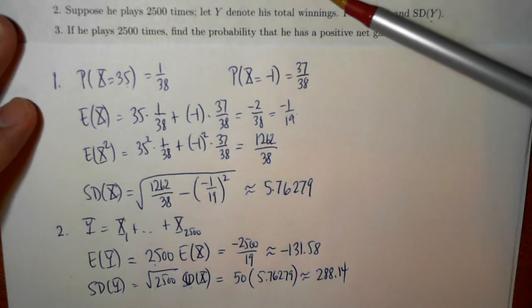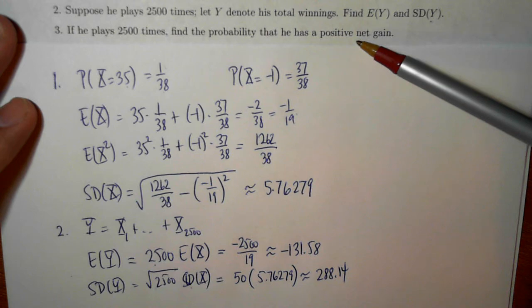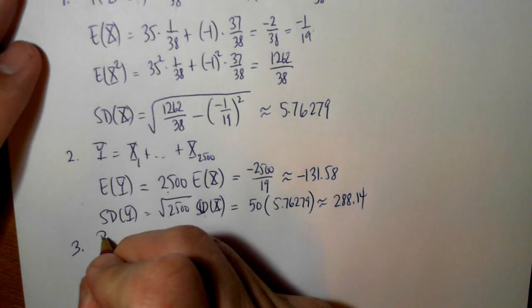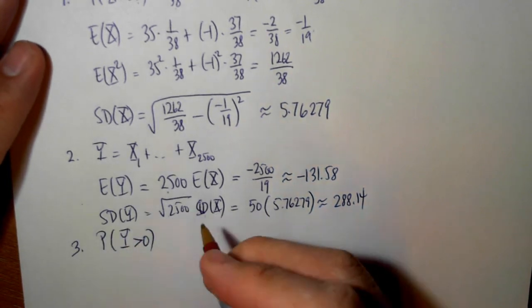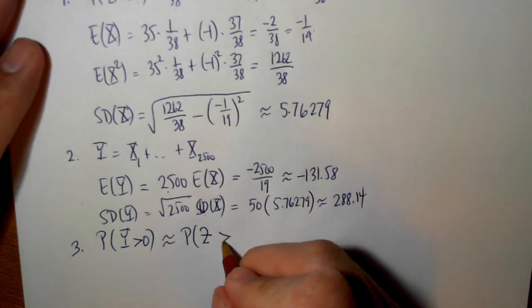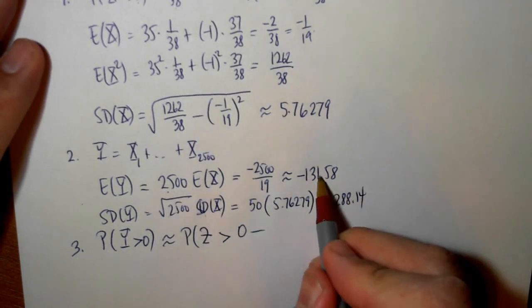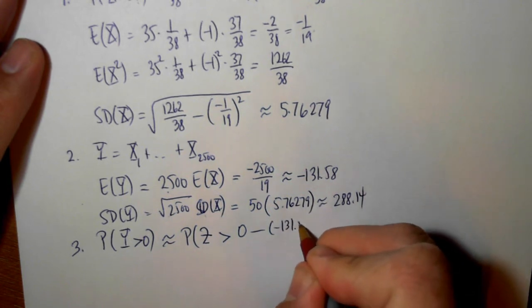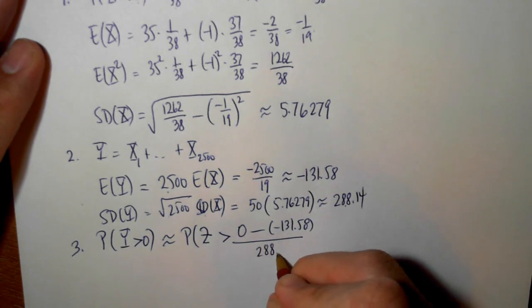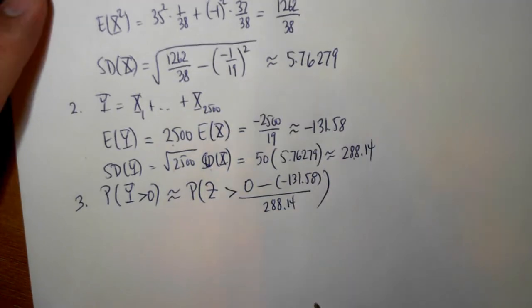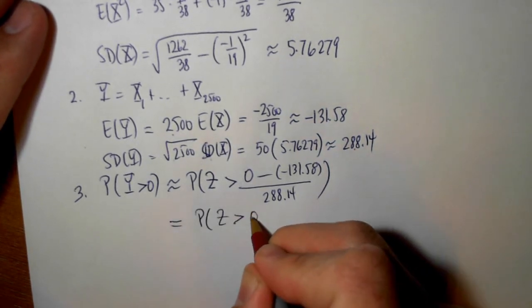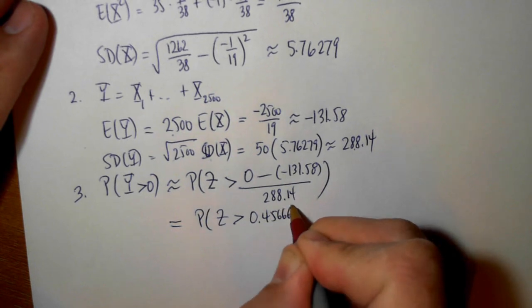Okay, the third part of the problem. What's the probability of coming out ahead, of having a positive net gain if you play the game 2,500 times? So the probability that y is greater than 0. By the central limit theorem, that is approximately the probability that a standard random variable z is greater than 0 minus the mean, -131.58, divided by the standard deviation, which is 288.14. So that's the probability that z is greater than 0.45666.